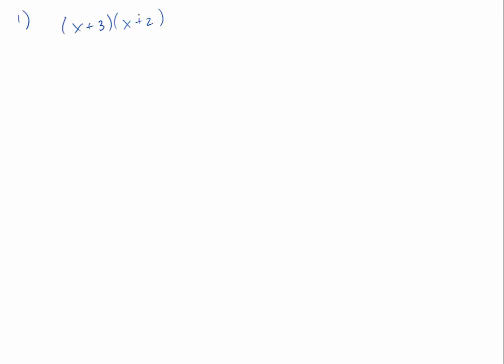So x times x, because we're doing first, and I'll do this on the first example. That's x squared. And then my outside is x times 2, so that's plus 2x. 3 times x, that would be the inside here, so that's plus 3x. And then 3 times 2, that's the last, and that's just 6. And then, of course, you want to simplify, so this becomes x squared plus 2x plus 3x, which is 5x, plus 6. That's it. That's all we're doing.